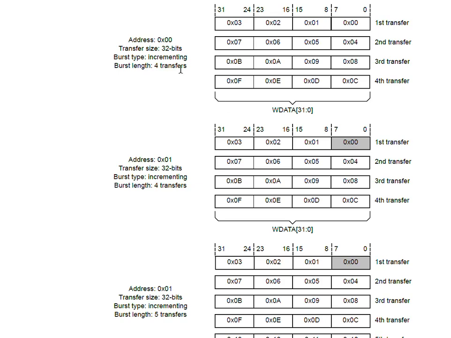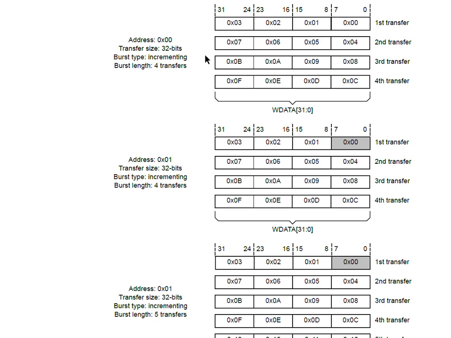So in this video again, we are going to look at some of the examples for the aligned and unaligned transfers. So let's take the first example here. The address is 0, transfer size is 32 bits, which is 4 bytes. Bus type is incrementing, and bus length is 4 transfers.